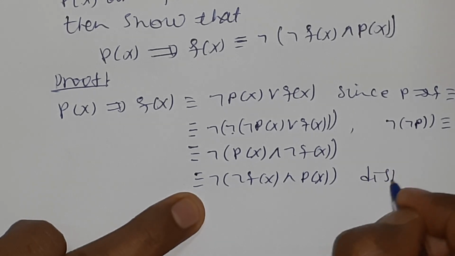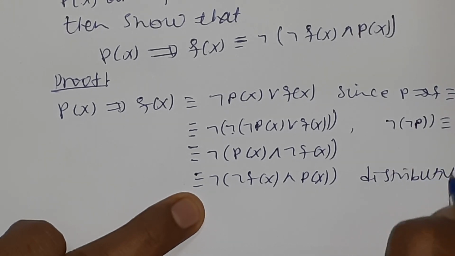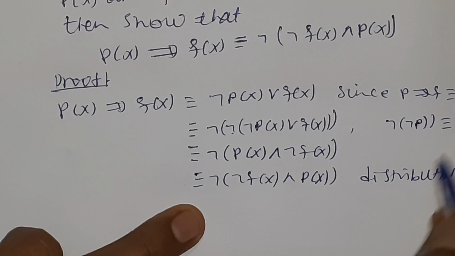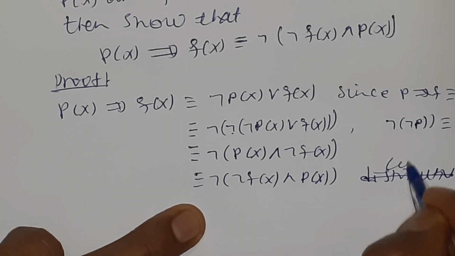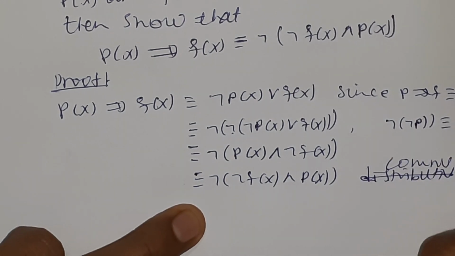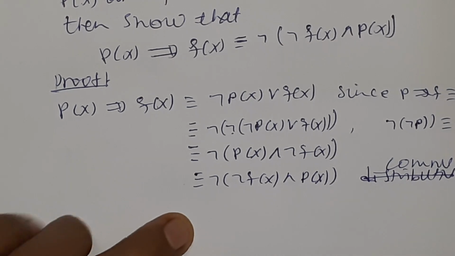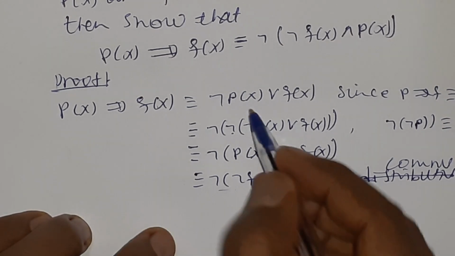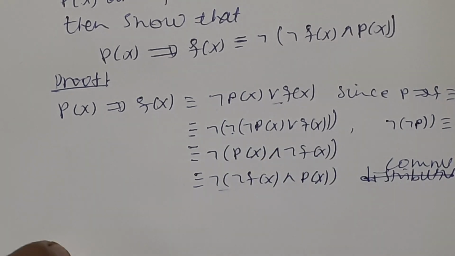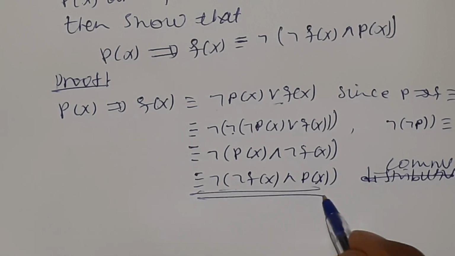That is simply the commutativity property, the commutative property of a conjunction. Therefore, P of X implies Q of X and the negation of Q of X and P of X are equivalent to each other. So this is the proof.